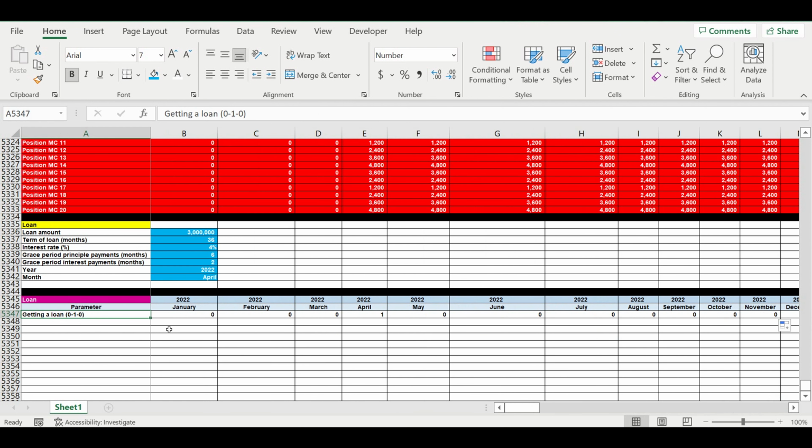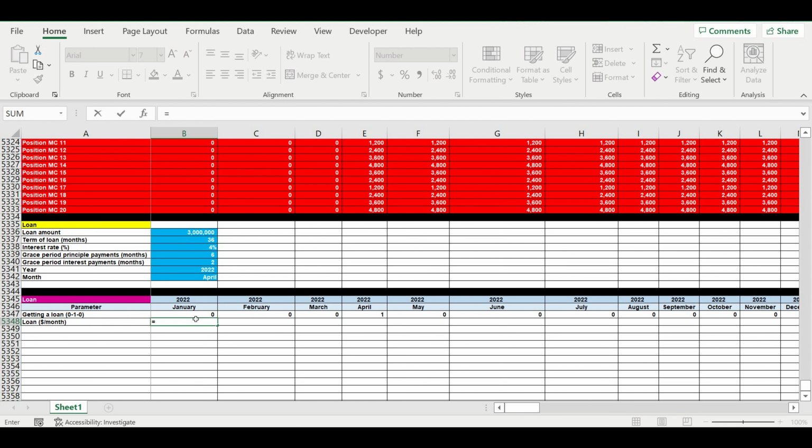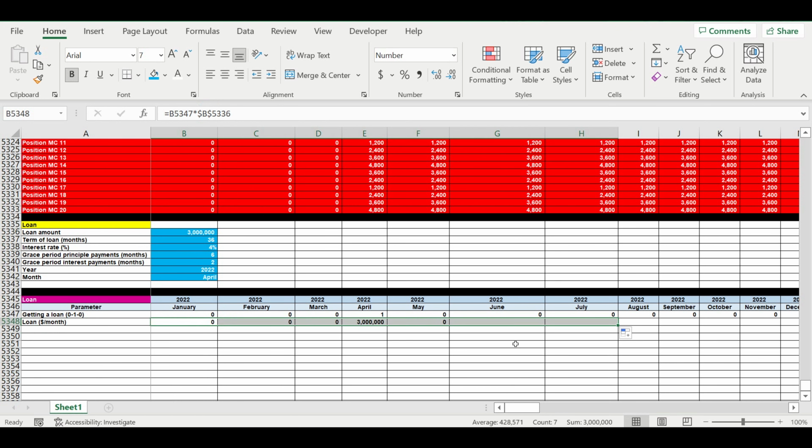Getting a loan, then loan dollar per month. So this will be the inflow of our loan inside the timeline. Here it is.